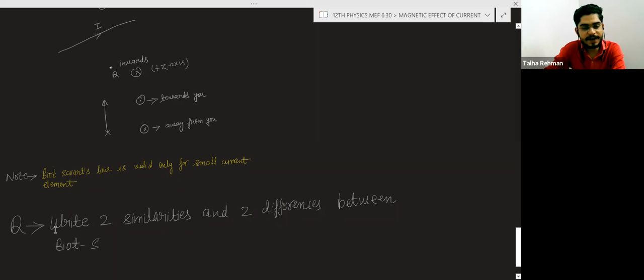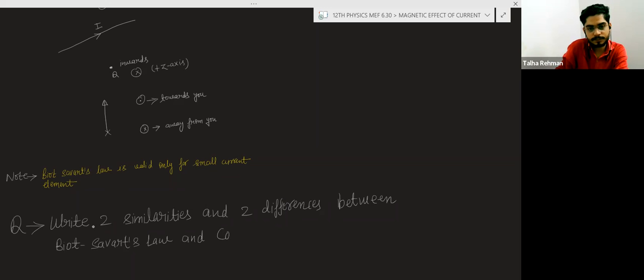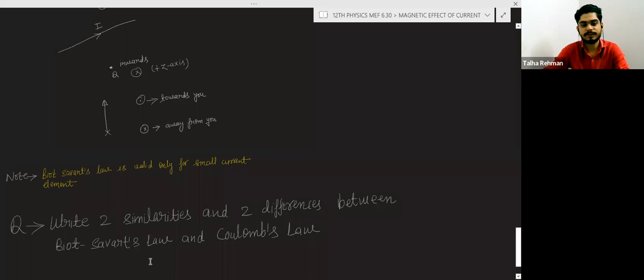Actually, this is not Biot, this is only Bio. T is silent. Biot-Savart's law and Coulomb's law. Coulomb's law we have discussed in electrostatics, and Biot-Savart law we are discussing in magnetics.